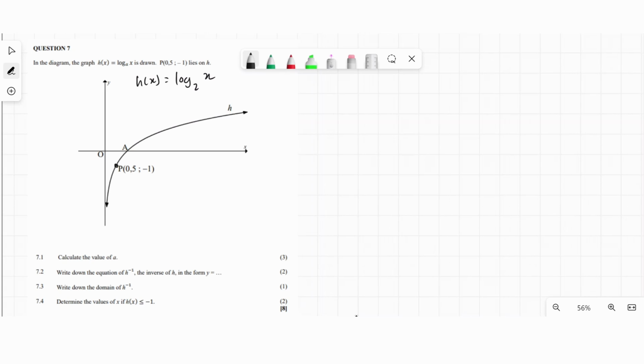Then 7.2 says write down the equation of h to the power -1, which is the inverse of h, in the form of y. So we know that we have h of x is equal to log. We're going to substitute the 2 that we got in the first part, so I'm going to write this h of x in terms of y. Then to find the inverse, we need to swap the x and y, right? So here it's going to be x is equal to, then we're going to make y the subject of the formula.